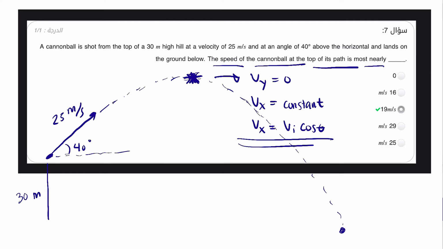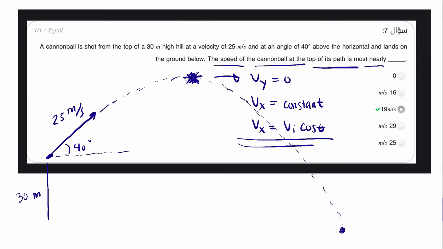So the velocity of the object at the highest point is in fact equal to the horizontal velocity, because this horizontal velocity is constant. It is only the vertical velocity that is 0 as the object goes up to the maximum height, but its horizontal velocity remains constant.